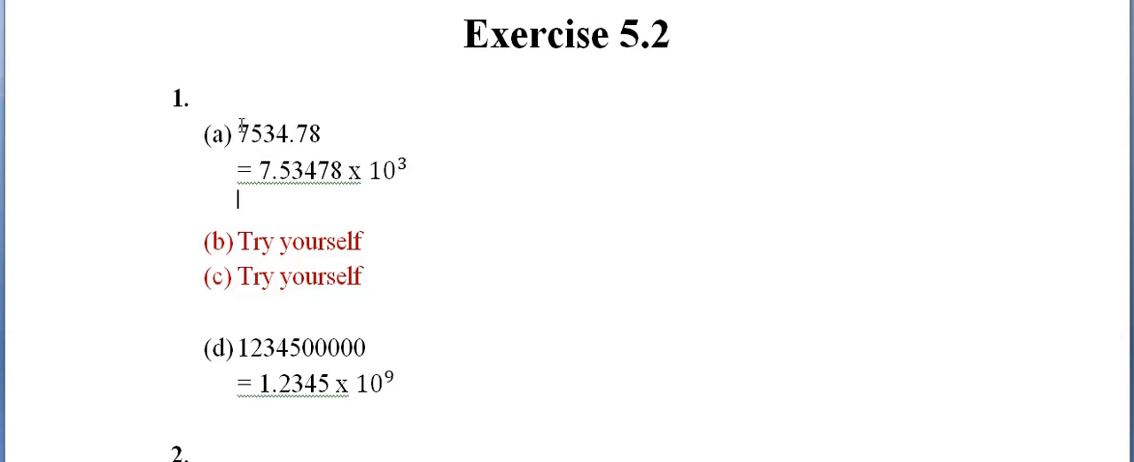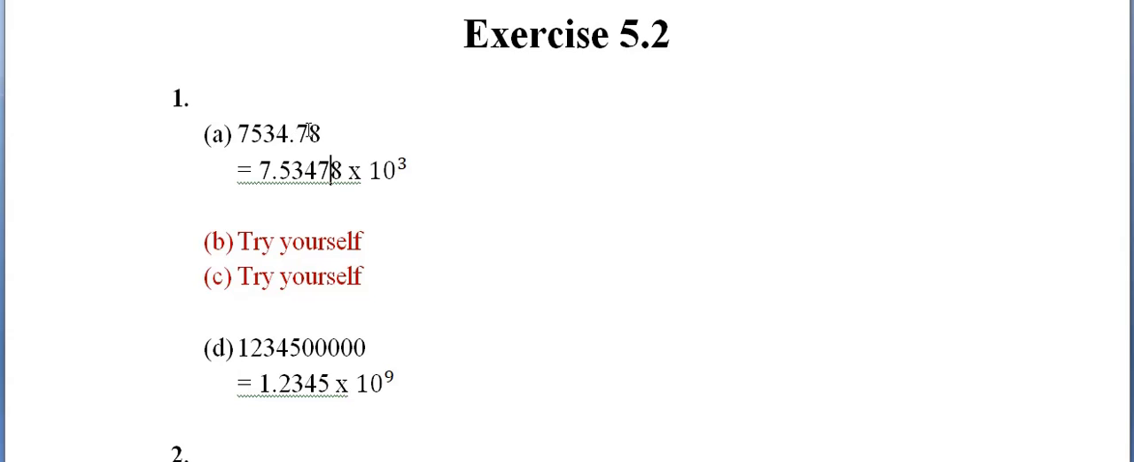Now, as you can see here, we have a number, 7534.78. This number should be converted into a scientific number. So how to convert this? You just need to move the decimal place, and it should be remembered that there should be only one number towards the left hand side of the decimal. Only one number, like here you can see 7.5, then 3478. Here in question number D also we have 1.2345. So towards the left hand side, always remember that there should be only one number. Then after that you will write the decimal point and then write the other numbers.